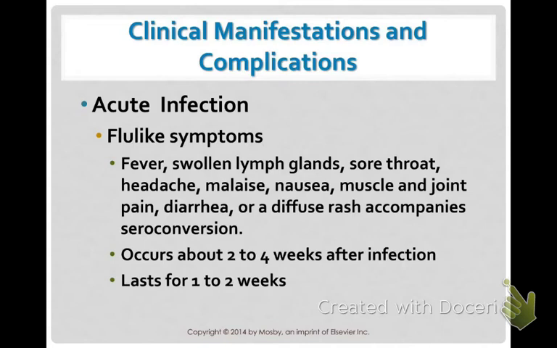A lot of times in an acute HIV infection, you'll see seroconversion, and that's when HIV-specific antibodies develop. Sometimes you'll see a flu-like, mononucleosis-like syndrome. That can be mistaken for the flu, but that's seroconversion. And that typically can happen, like I said, 2 to 4 weeks after the initial infection.